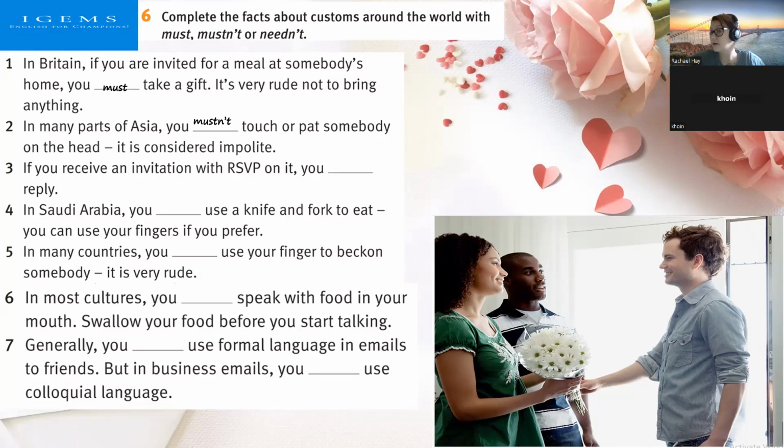You understand? Yes. Okay, so RSVP, it usually looks like this. They'll usually say, please RSVP by the 20th of May 2023. Contact Angela on 123456789. Okay. And then that's usually their cell phone number. Okay. So, you must reply. Yes, good. You must reply. In Saudi Arabia, you something use a knife and fork to eat. You can use your fingers if you prefer.